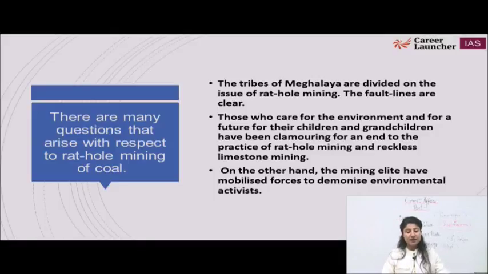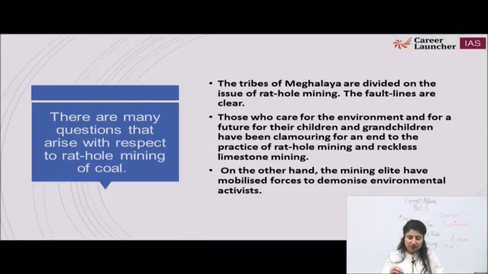So the tribes of Meghalaya are divided on the issue of Rathole mining. The fault lines are very clear. Those who care for the environment and for a future for their children and grandchildren have been clamoring, have been shouting very loudly and in clear voice that we need to end the practice of Rathole mining and reckless limestone mining as well. On the other hand, the mining elite, so that mining elite can be from the tribal itself, they have mobilized forces to demonize environmental activities.